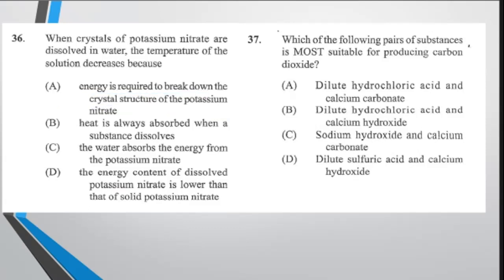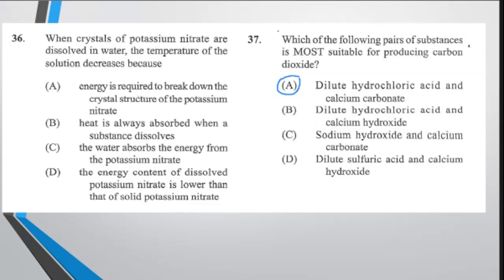And question 37, which of the following pair of substances is most suitable for producing carbon dioxide? Something with a carbonate in it would make it easy for us to produce carbon dioxide. You have dilute hydrochloric acid and calcium carbonate. This is most likely the option, right? The acid plus the calcium carbonate, you'll end up with calcium chloride, carbon dioxide, and water, right? The acid plus a carbonate gives you a salt, water, and carbon dioxide gas.